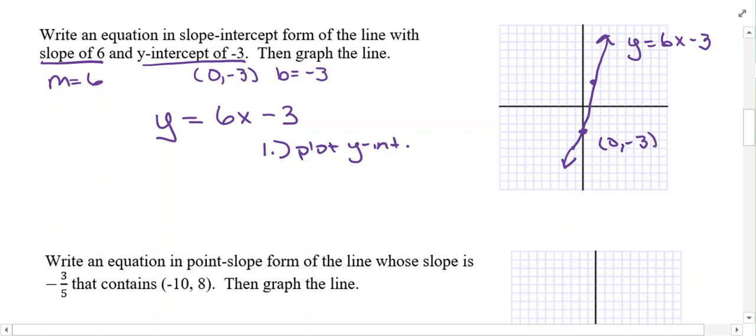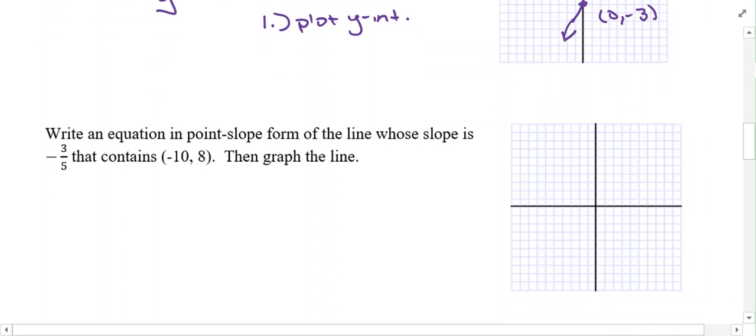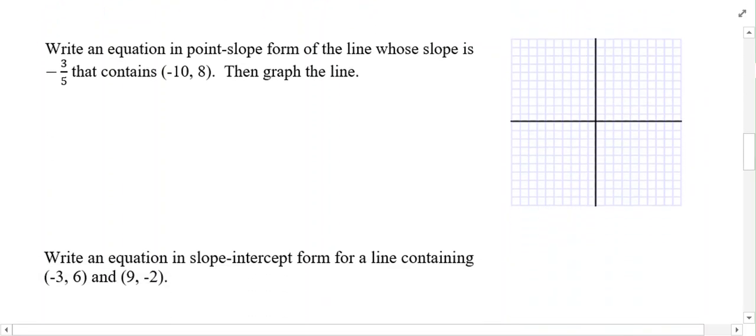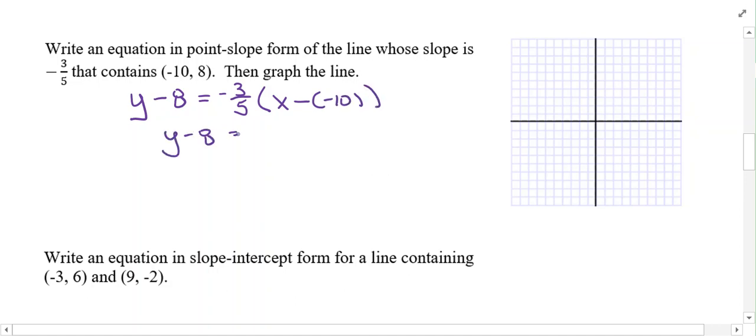For our next example, we're going to write an equation in point-slope form of the line whose slope is -3/5 and contains the point (-10, 8). So that would be y minus 8, which is our y1, equals -3/5 times x minus a -10. So y minus 8 equals -3/5 times x plus 10.